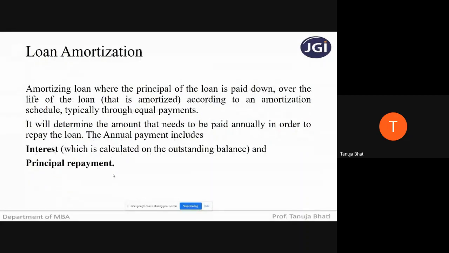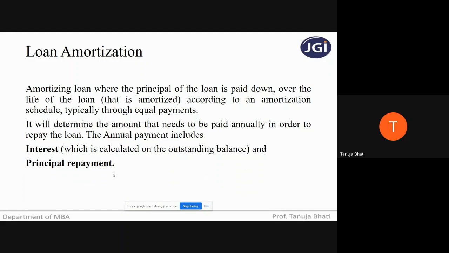Loan amortization. Now, what is the meaning of loan amortization? Students, before I read out the slide, let me explain. Suppose you go to a bank and you take a loan. You may take a loan for 5 years, 10 years, 15 years, or 20 years, depending upon your loan repayment capacity. Suppose you have taken a loan for 10 years. The bank will say you have to repay the loan in installments for a period of 10 years, correct?